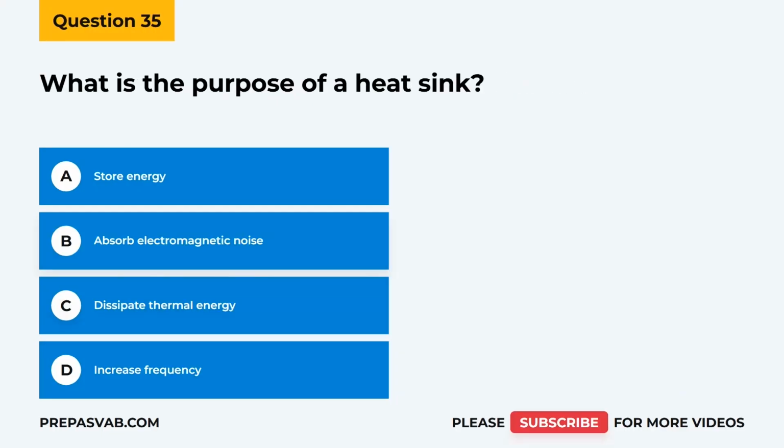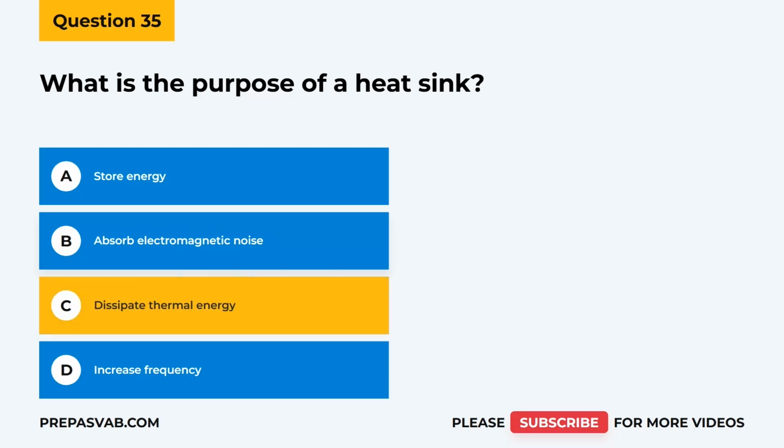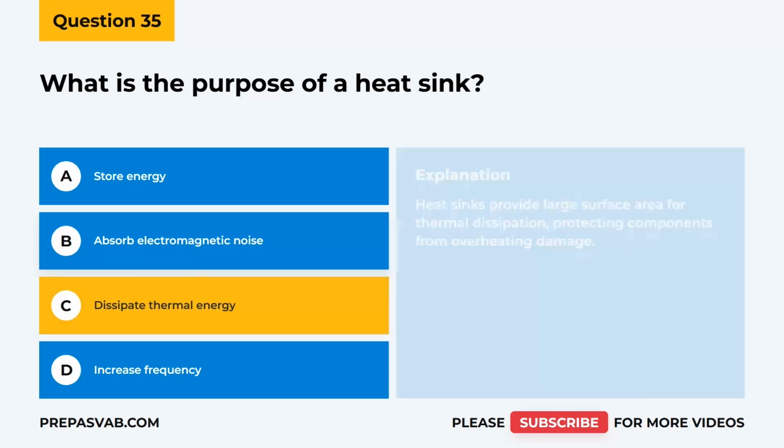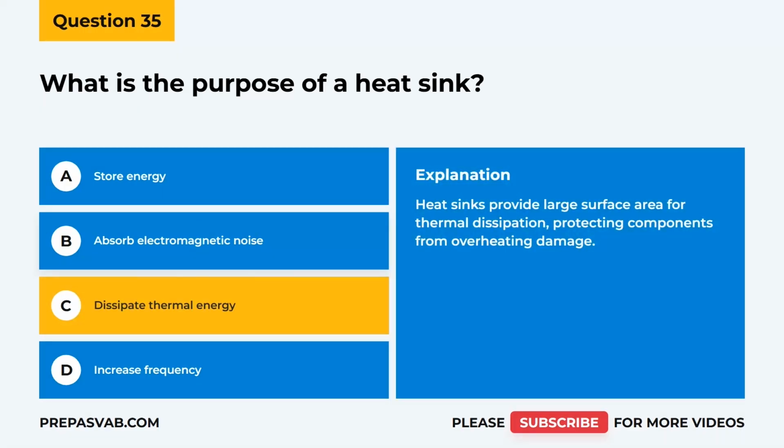Question 35. What is the purpose of a heat sink? A. Store energy. B. Absorb electromagnetic noise. C. Dissipate thermal energy. D. Increase frequency. The correct answer is C. Dissipate thermal energy. Heat sinks provide large surface area for thermal dissipation, protecting components from overheating damage.